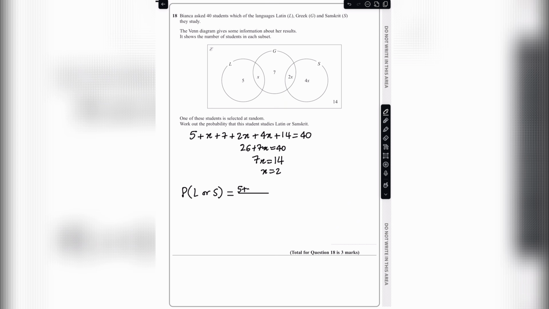So 5 plus x plus 2x plus 4x, which is 6x, will be divided by 40. And if we simplify that, we have 5 plus 7x all over 40. And given x equals 2, we have 5 plus 7 times 2 divided by 40. And that simplifies to 19 over 40. And that is the final answer.